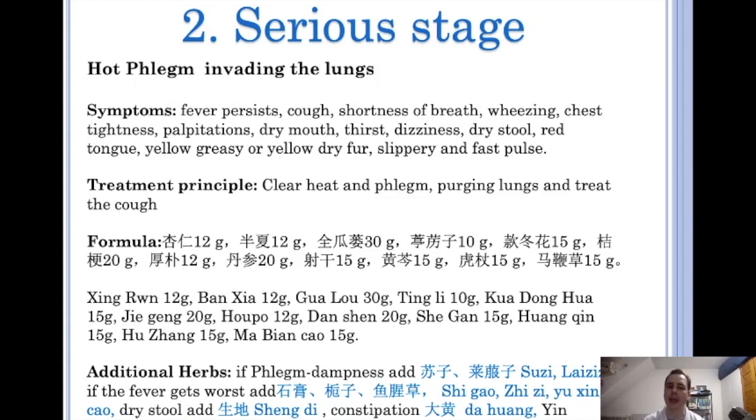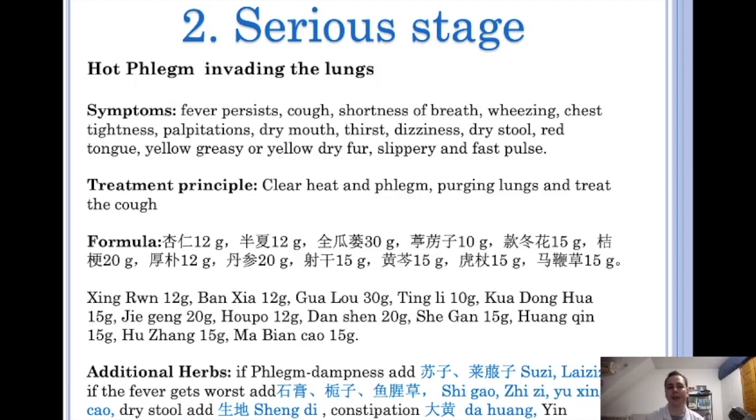热, there is hot. So the treatment principle is to clear the heat and the phlegm, purify the lungs and treat the cough, okay? So we're going to see here the formula. In this formula, we are going to treat the hot symptoms, okay? The hot, for example, we have, in this case, we have 舌干, we have 还清, okay? We have 丹参. And then we're also going to treat at the same time the dampness, okay? So we have, and the coughing, because in this case, the patient is coughing more.